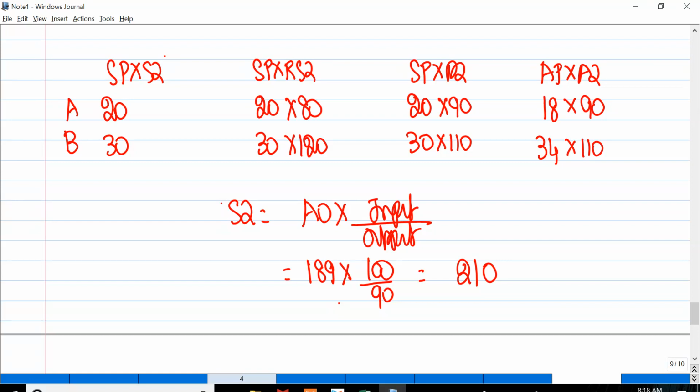The input output ratio is 100 is to 90. 100 kg of input, 90 kg of output. So 100 is to 90 or 1 is to 0.9, any number you want to take. You get 210, split it as 40 and 60. What are the 40% part? 84.